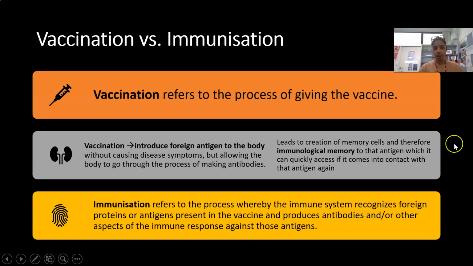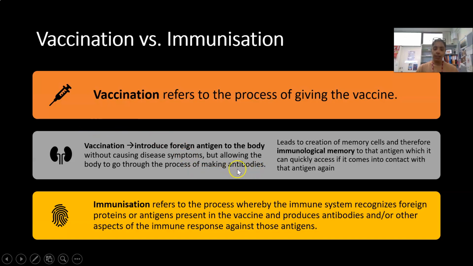Okay, so this is just a little infographic to summarize what we're talking about in the difference between vaccination and immunization. Vaccination refers to the process of giving a vaccine, so the little syringe icon should help you with that. The vaccination is introducing the foreign pathogen that has been attenuated, but it has the antigens on the outside. And that will stimulate your body to react.